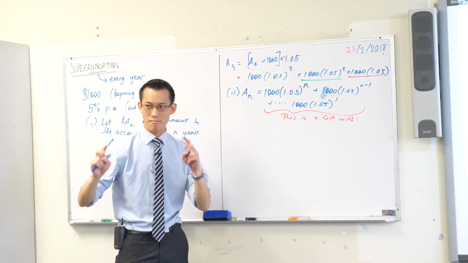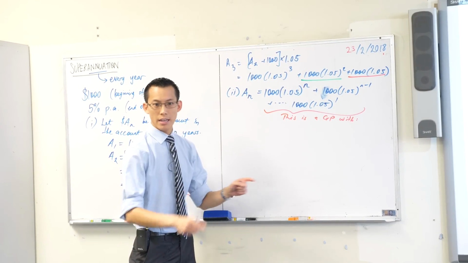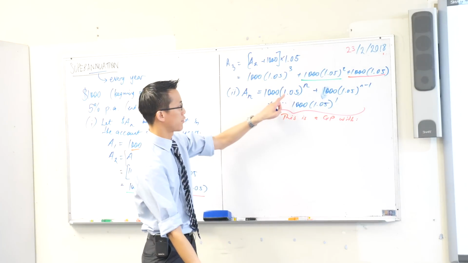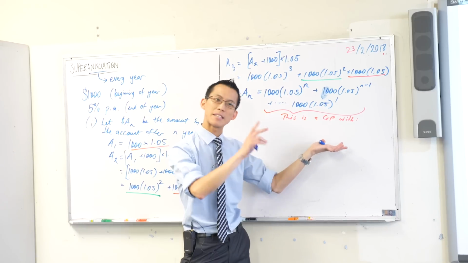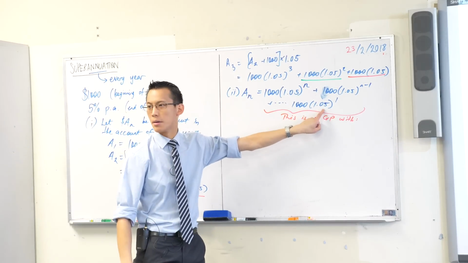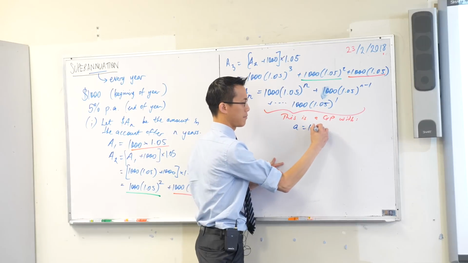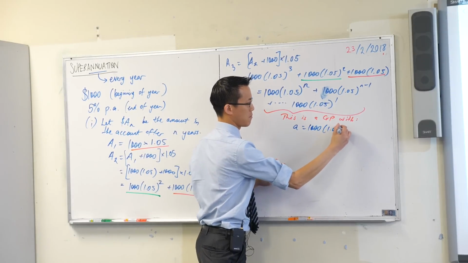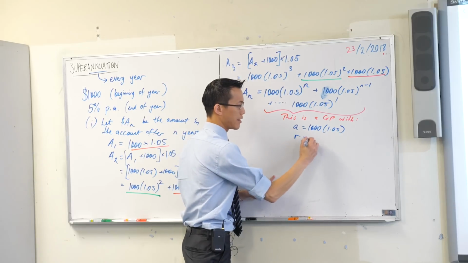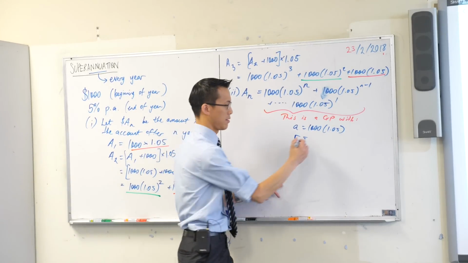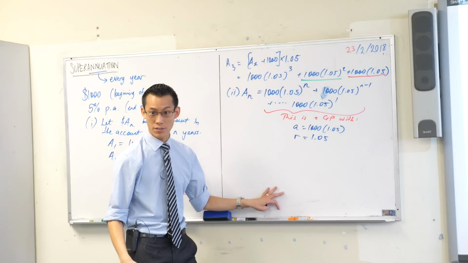So what is A? What's the first term? Now, I've written it from big to small, right? But I can write it backwards if I want to, and that's probably easier for me because this is an easier number to write, yeah? So I'm going to say A equals this guy here. Is that right? I could say R equals 1.05. That's the common ratio every single time.